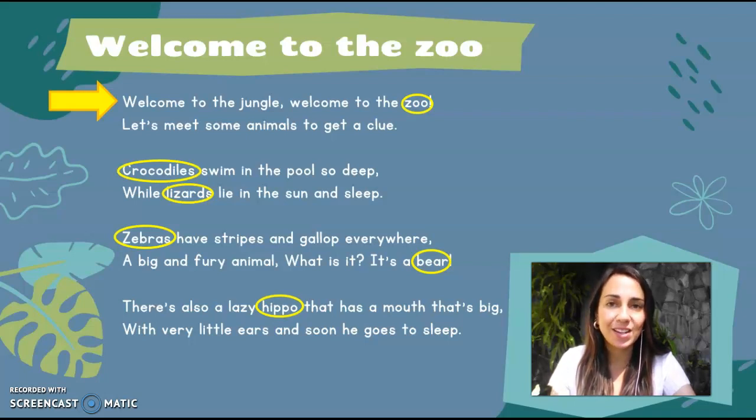Okay, so now that we have read the poem, I'm going to introduce the vocabulary words. I'm going to say the word once, and then I am going to count up to 3 like this. 1, 2, 3, and you're going to say the word with me. Ready? Let's go.